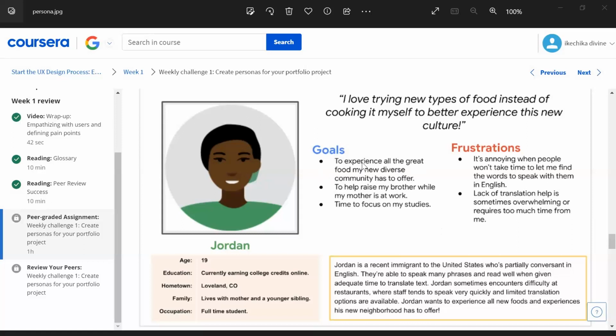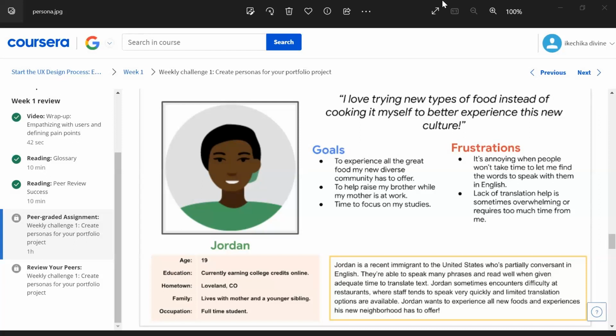He spends all this great food. These are his goals. He wants to raise his brother while helping his mother at work. He wants time to focus on his studies. So he's a student. He has his mother and a younger sibling. So his mother goes to work. So he's the one that takes care of his younger sibling. You see how this covers the person's persona. It shows both their character and who they are. This is more like a little bit broader.